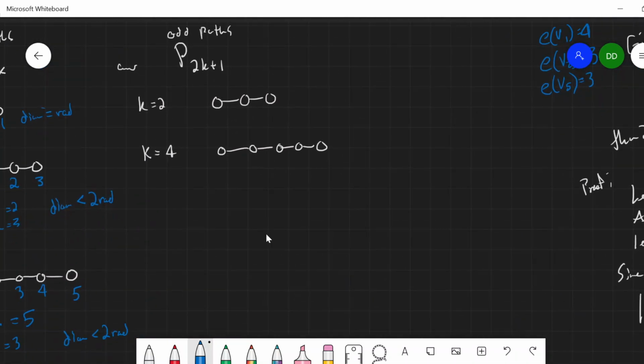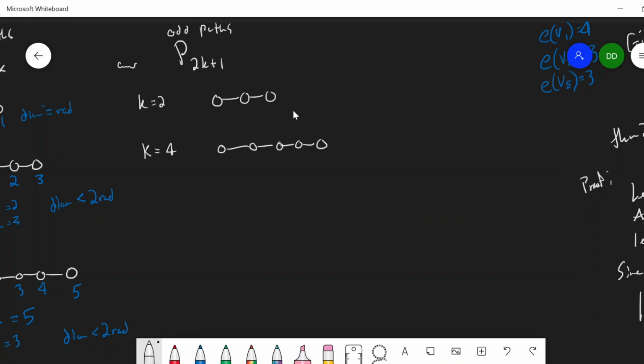And now let's take a look at some even paths, paths of odd order, even length. For k equals 2, we can compute the eccentricities. This is 2, 2, 1. That's eccentricity 4, 4, 3, 3, 2. And maybe let's do one more.